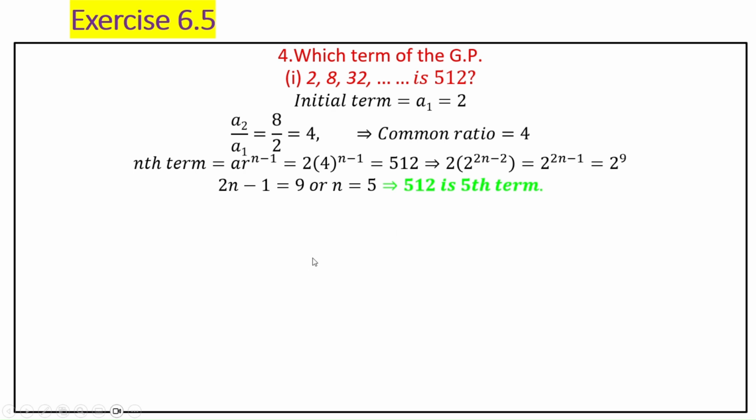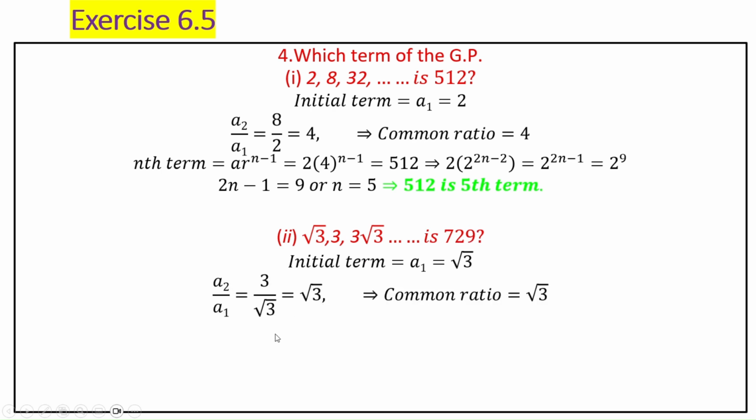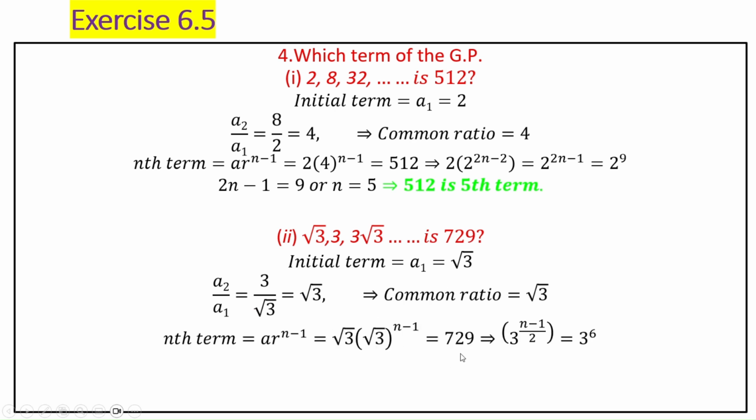Okay, next: square root of 3, and so on, where an is 729 in this case. The common ratio is square root of 3, and the initial term is also square root of 3. If you substitute all the values, you get (n minus 1)/2 equal to 6, or n equal to 13. So 729 is the 13th term.